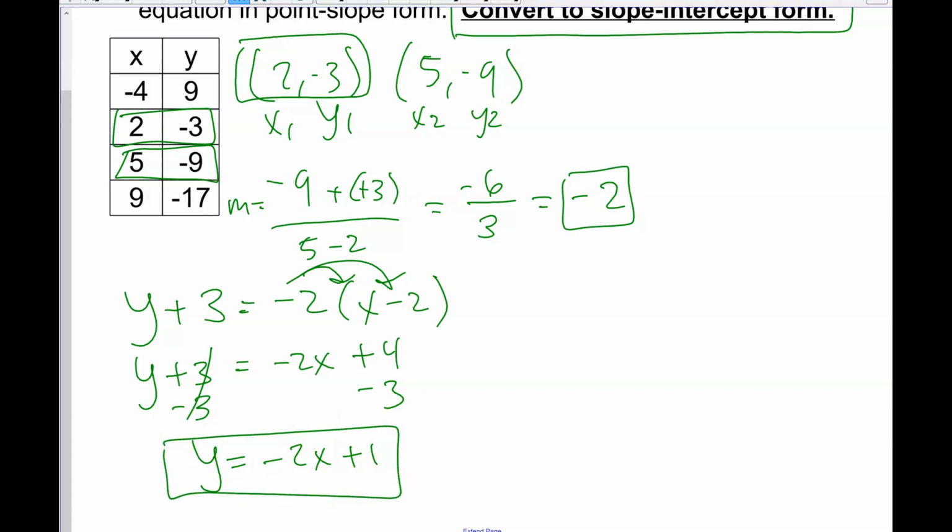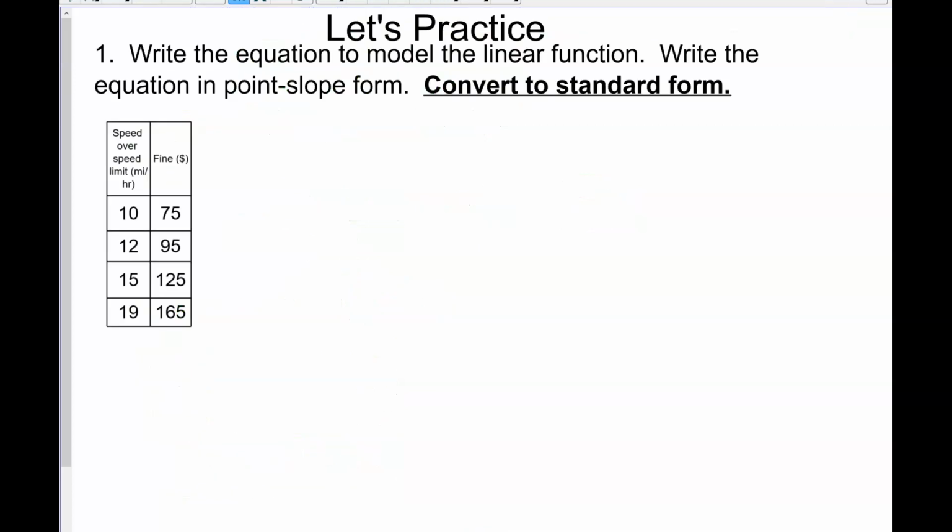Okay. Last example, and then you guys can take a look at a few things before you get to your homework today. So this says, write an equation, it's modeled in your function, write the equation in point slope form, and then we're going to convert to standard form this time. These are all positive. We're looking at speed limit, so miles per hour, and you're fine, okay? So speed over the speed limit, and you're fine. That makes sense. You probably wouldn't pay a fine if you're not going over the speed limit.